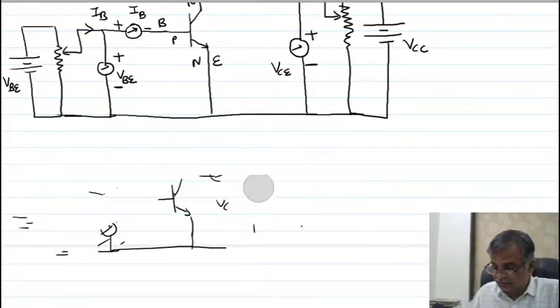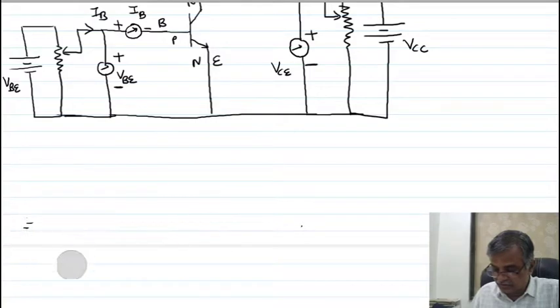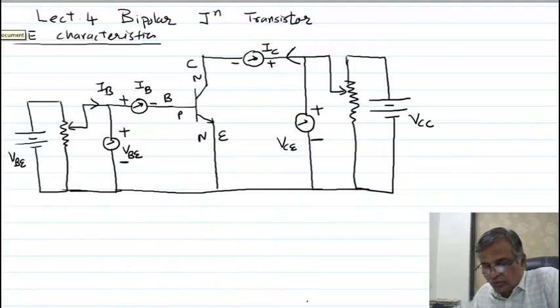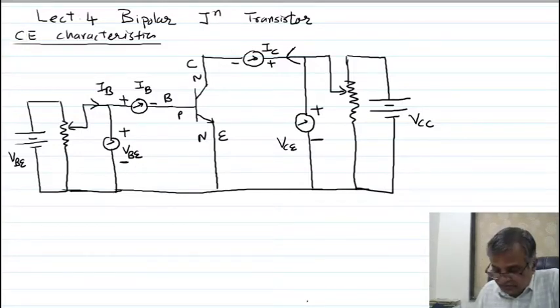Now I am starting your common emitter characteristics topic. The circuit diagram to obtain input and output characteristics for the common emitter configuration is shown in the figure. First I am discussing input characteristics.